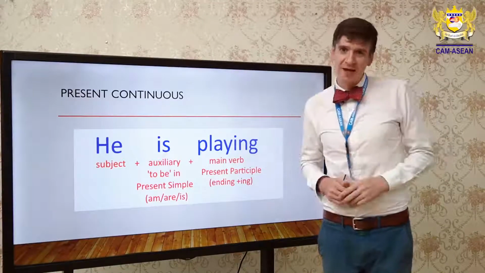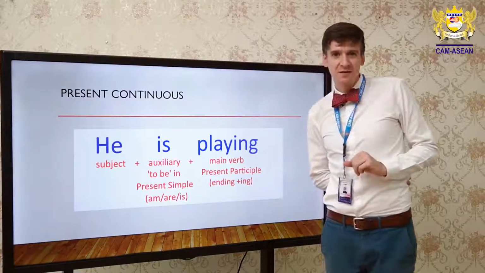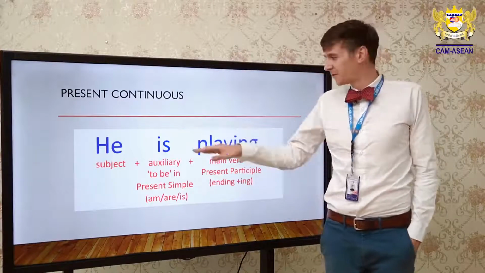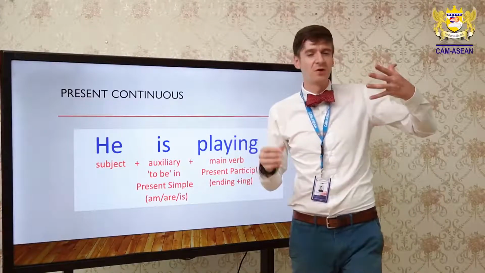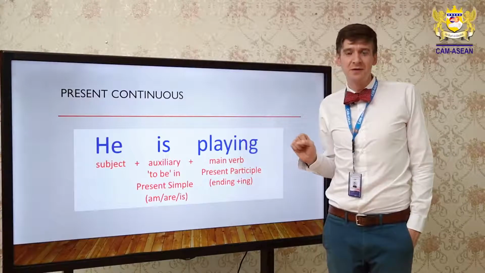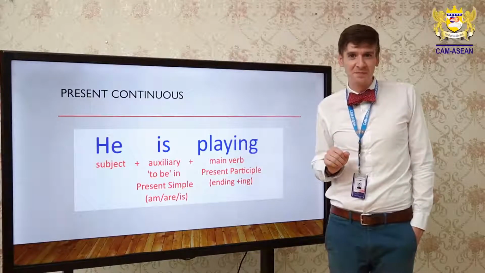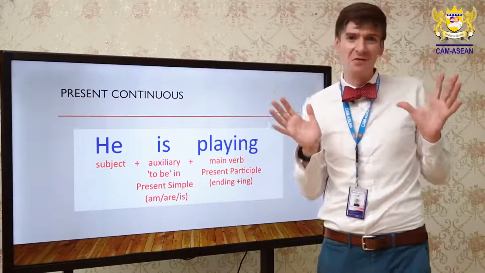What does it look like? Here's what it looks like. We have a subject, then we have a verb. Our verb needs to match our subject, if it's plural or singular, right? Then we have our main verb. It's in the present participle. Present participle means ing. That's what we need to know.